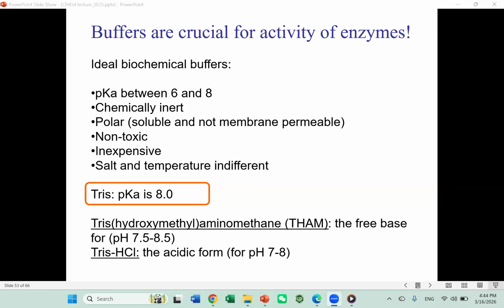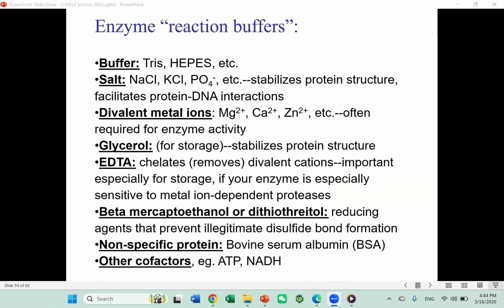Right. Tris-HCl is the buffer, with a pKa of about 7 to 8. And then there are also some other components for the buffer, if you want to make the enzyme active. So first the buffer, and also some salt. That's just to balance the charge, because DNA and protein are made of amino acids or nucleic acids, so you need to balance the charge.